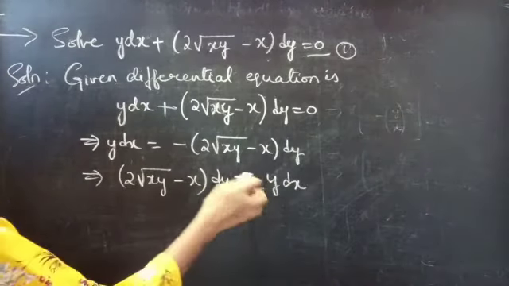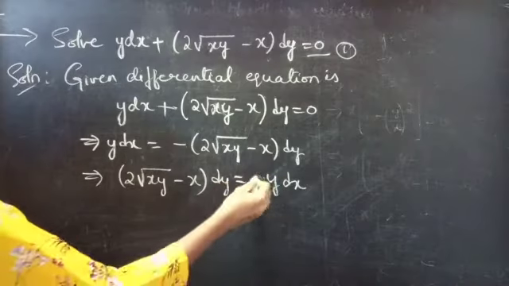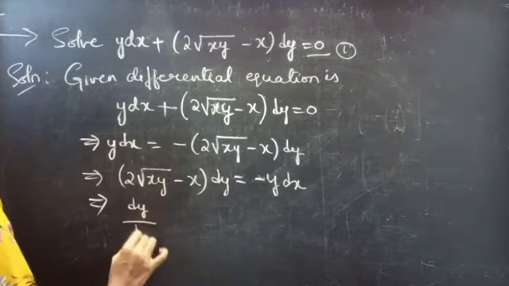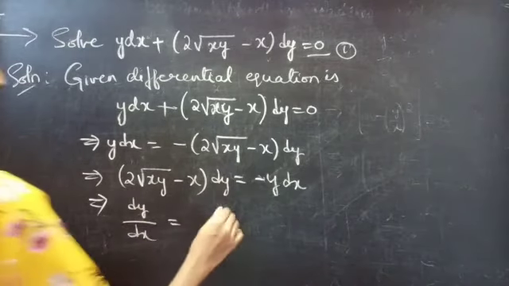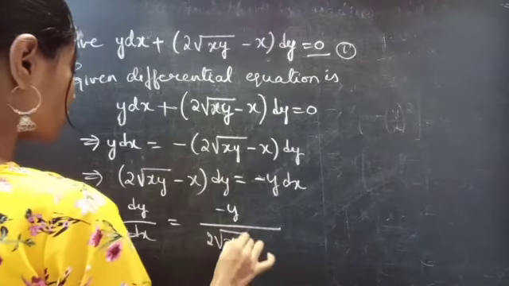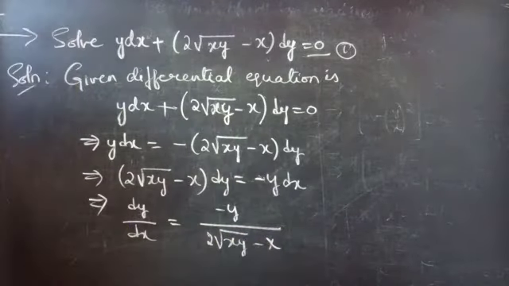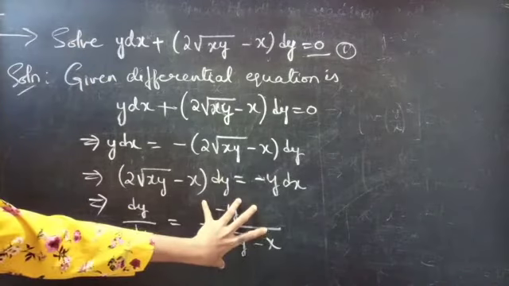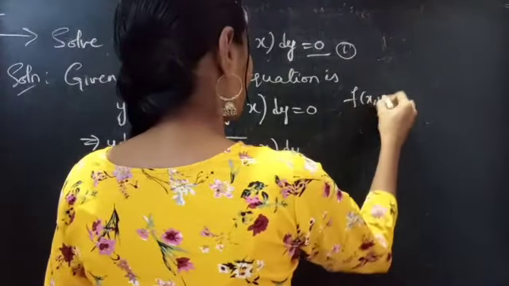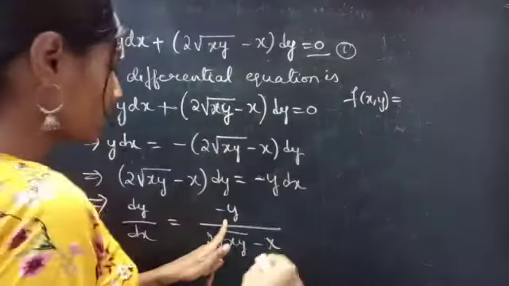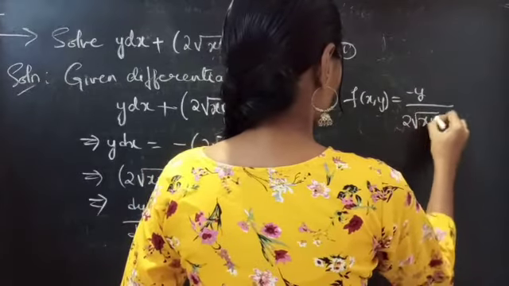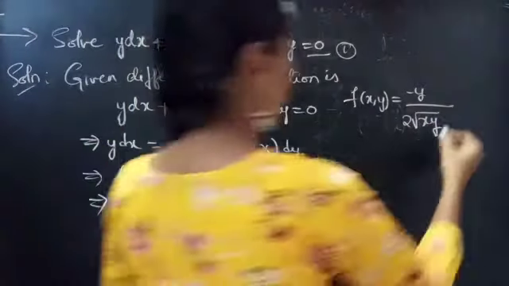Then dy by dx equals to minus y by 2 into square root of xy minus x. So this is a function of y and x, right? Let f of x and y equals to minus y by 2 into square root of xy minus x.